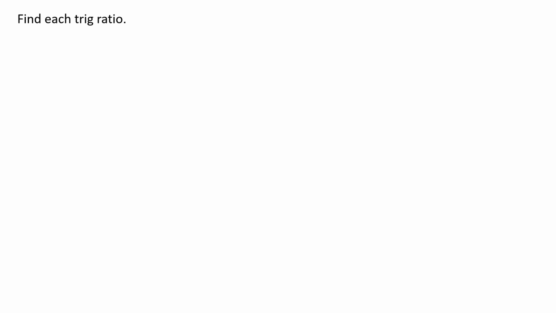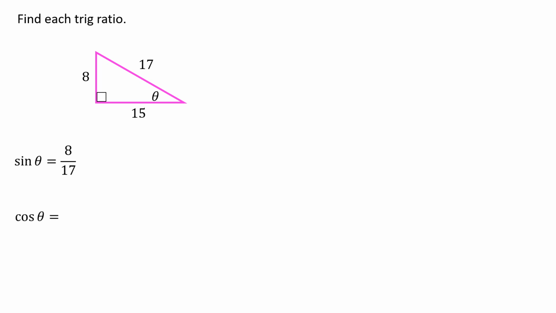Okay, let's find some more trig ratios. All right. Sine of theta. Oh, opposite of theta is 8. Hypotenuse is 17. There's the answer. Cosine of angle theta. Well, adjacent is 15. Hypotenuse is 17. Tangent of angle theta. Opposite is 8. Adjacent is 15. There's the answer.